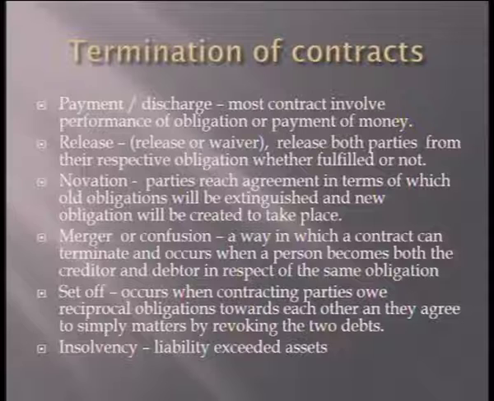Merger or confusion is a way in which a contract can terminate, and it occurs when a person becomes both the creditor and the debtor in respect of some obligation. Let me say, for example, take the companies ShopRite and Pick and Pay. ShopRite owes $500 to Pick and Pay, and Pick and Pay also owes $500 to ShopRite.